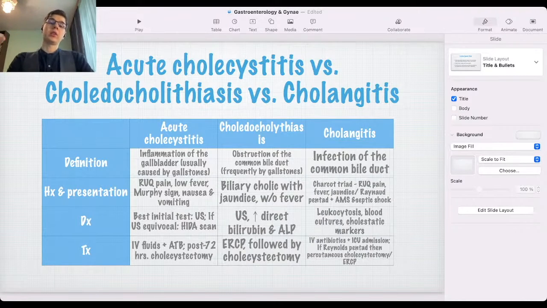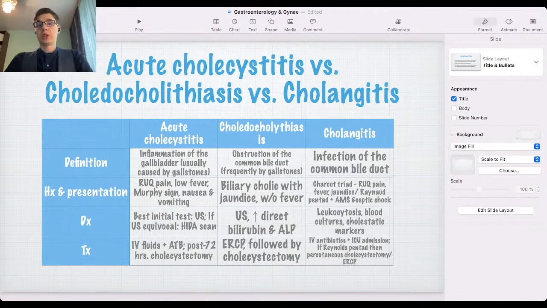On the other hand, choledocholithiasis is a condition that comes with a biliary colic but has jaundice because the obstructed bilirubin will go into the blood flow, thus leading to bilirubin deposition inside the skin. And an important aspect of choledocholithiasis is that it can be with or without fever.